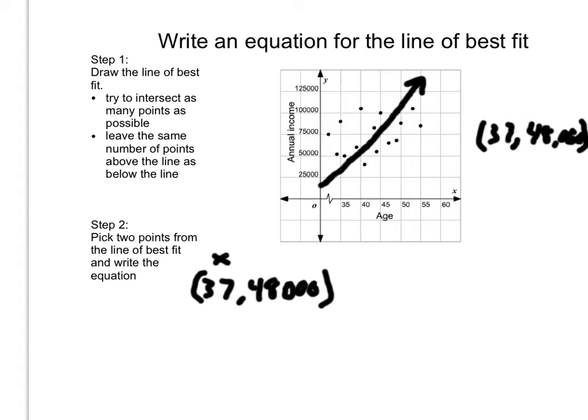Okay, this is my X and my age, and that's my Y, my income. Then I need to pick another point. Well, the key here is to pick a point that's on the line, not one of these points off the line. We don't care about those anymore. I want a point on the line, so I want to find one that's approximate. Okay, so right here we got a point about on the line that's about at 45 and 75,000. So I'm going to go ahead and pick that one.